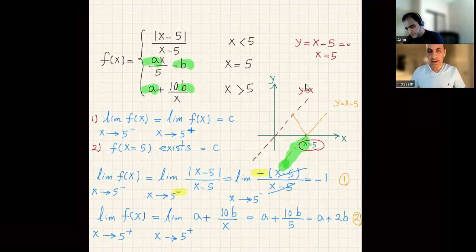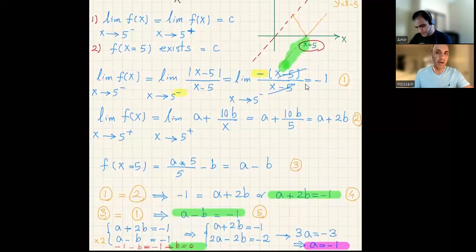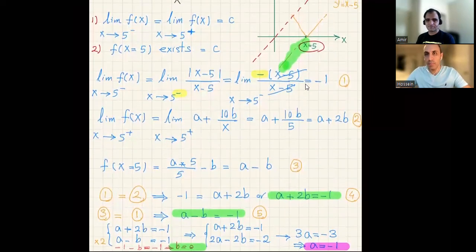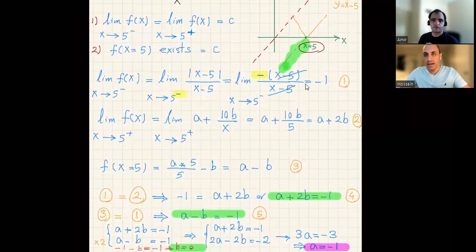Yeah, thank you, Amir. We're running out of time. I just wanted to wrap up what Amir did here and just quickly explain. So for the continuity, we had two conditions that Amir wrote at the top of the page, condition number 1 and 2, basically saying that the limit of the function from the left and from the right have to be equal to the value of the function at that point. And we got 3 equations, 1, 2, and 3.